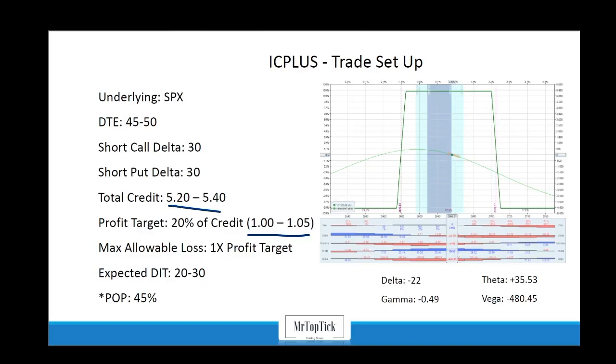Is that a good time to take this trade off early for a profit? If we're looking to make $1 in 20 days, but we could make 40 cents in 2 days, I would consider an early exit out of this trade.